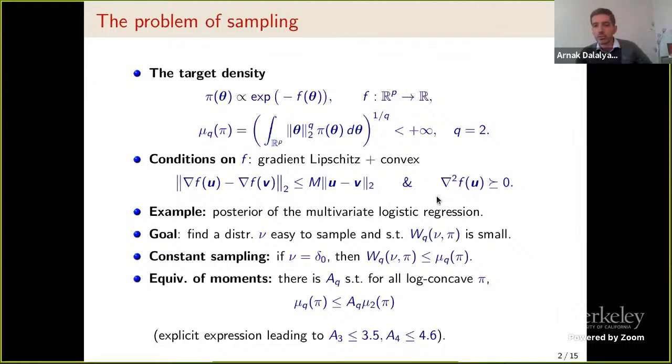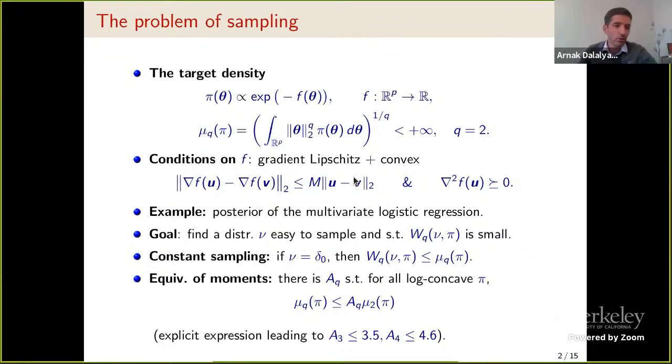There are many natural examples appearing in statistics which satisfy these assumptions, and the simplest one is probably multivariate logistic regression. One can easily check that in a multi-dimensional setting, if one uses the Bayesian approach and defines the posterior distribution, it will be log-concave, but it will not necessarily be log-strongly concave.